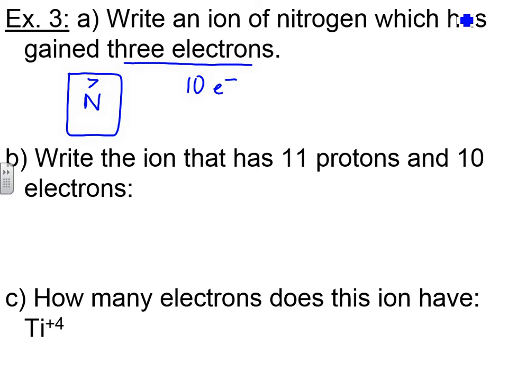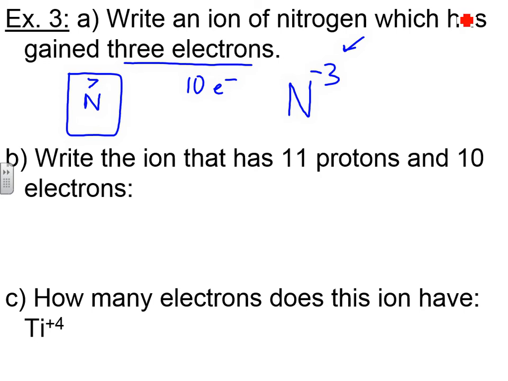And because electrons are negative, since nitrogen has 3 more electrons, we'll put -3 in the upper right-hand corner. And that's how you write an ion of nitrogen containing 3 extra electrons. You simply put the symbol down, and then put the charge resulting from the gain or loss of electrons. All right, how about write an ion that has 11 protons and 10 electrons?